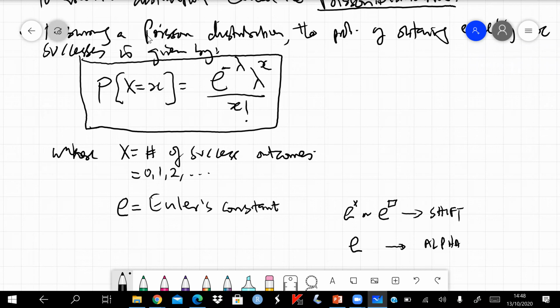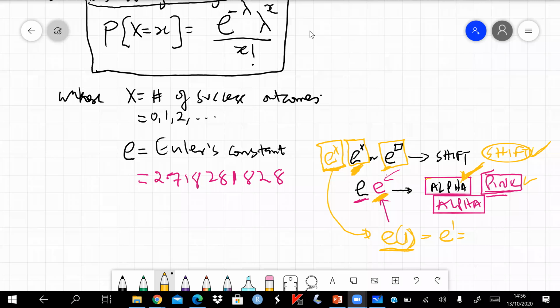So let's open our calculators. You notice that from your calculator, you can either use the alpha function or the shift function, and the value that you will obtain will be 2.718288 etc. That's Euler's constant, or simply the exponential constant, okay?